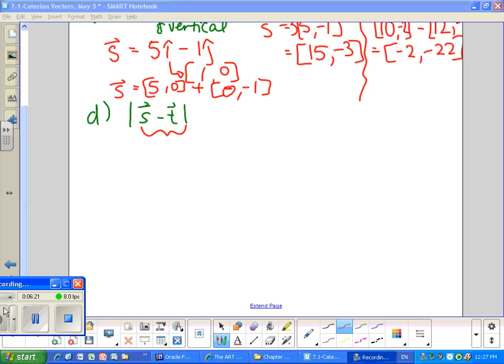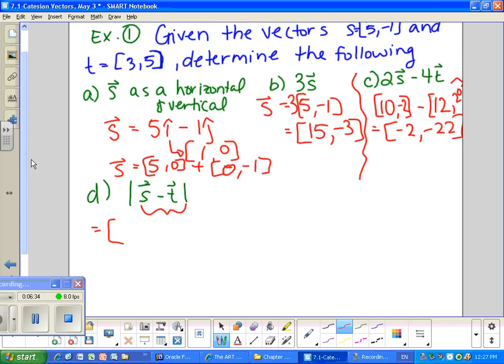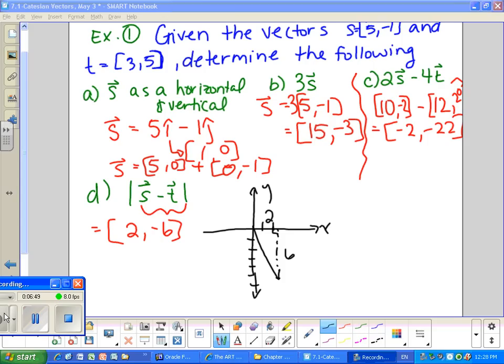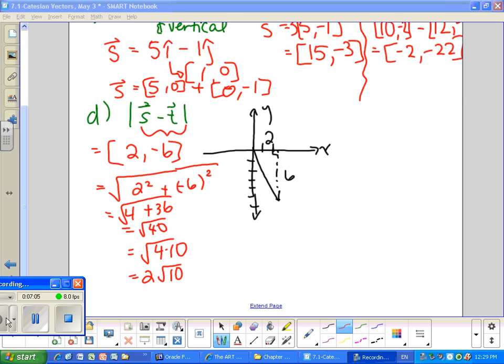So I would recommend finding s minus t first and then doing the magnitude of it. So if we did s minus t, we have, which one's s? Scroll up. S, so we have 5 minus 3, so we have 2. And then the next one is -1 minus 5, so we have -6. And what was the equation for the magnitude when you just have the one vector? Perfect. So if that's your diagram, then you have the square root of 2 squared plus -6 squared equals 4 plus 36 equals root of 40. Can we write this in another way?